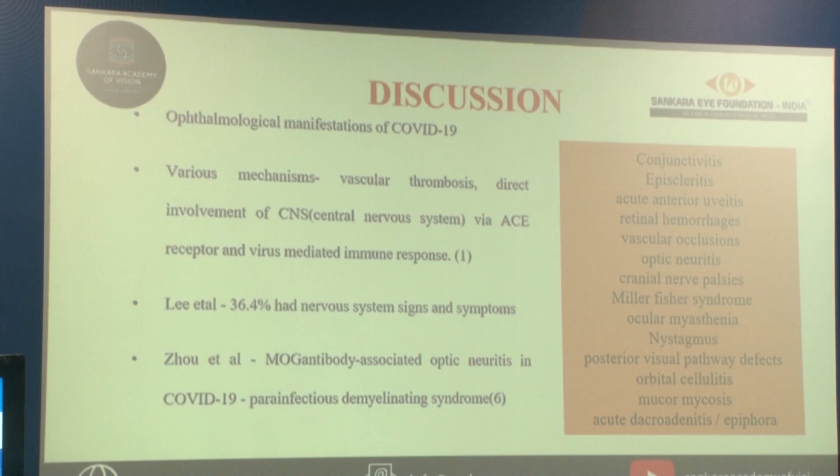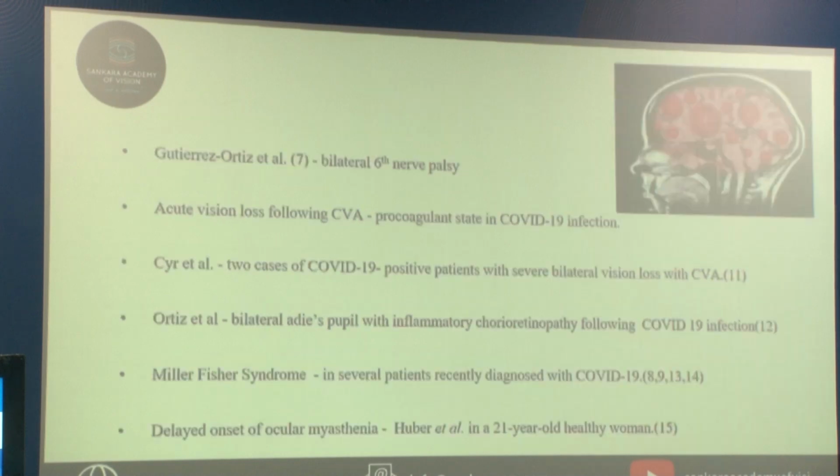So coming to the discussion, the COVID infection can end up causing so many problems in the eye, the ophthalmic manifestations. The mechanisms involved are vascular thrombosis, direct involvement of the CNS via the ACE receptor, and virus-mediated immune responses. Lee et al. reported 36% of patients ending up with central nervous system problems. Zhou et al. reported MOG antibody-associated optic neuritis in COVID infection.